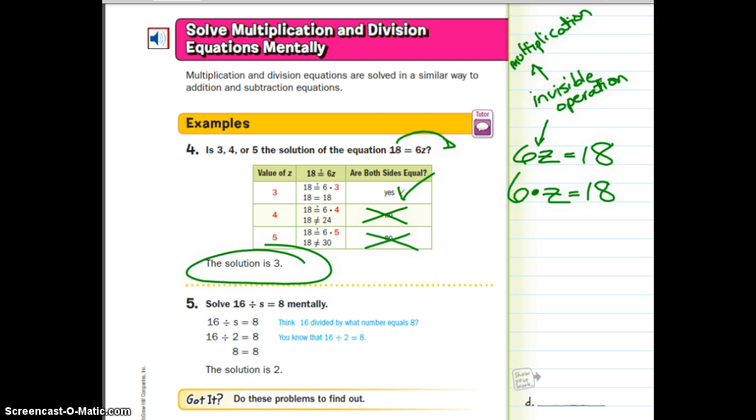The next one we have is solve 16 divided by s equals 8. The first thing I'm going to do is rewrite it algebraically, because again, we would not write that with the division symbol. We would write 16 over s equals 8. Notice that I put little swirly things on my s to make sure that it doesn't look like a 5. So 16 divided by what number gets me 8? Big, little, big, little. So, I have to divide 16 by 8, and I get 2. So I know the solution to this is 2. So s equals 2.